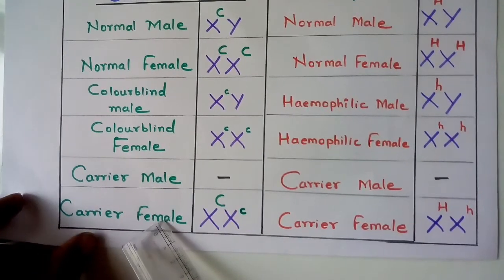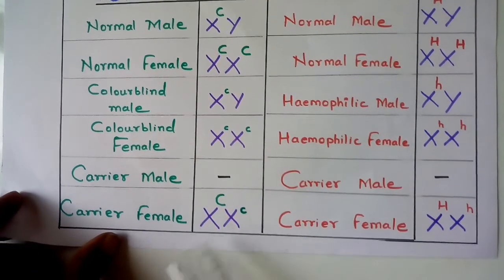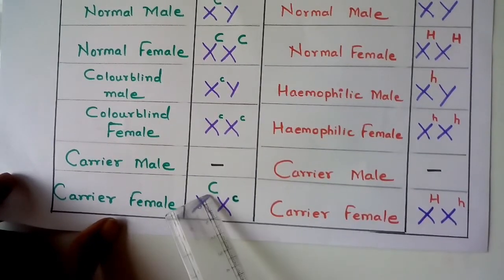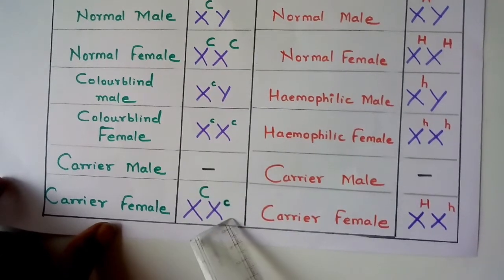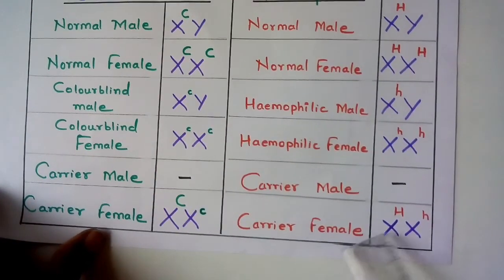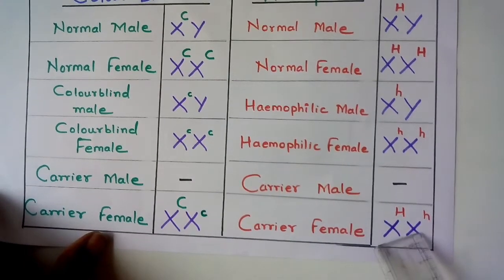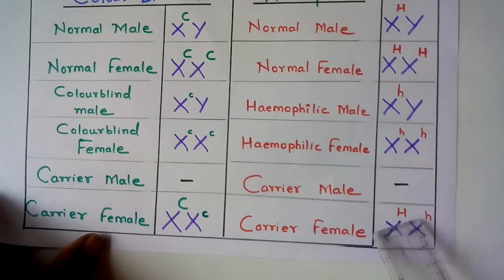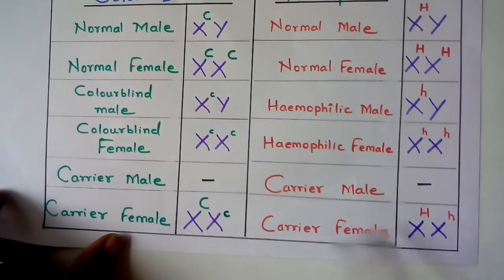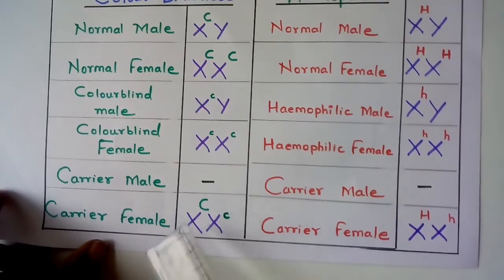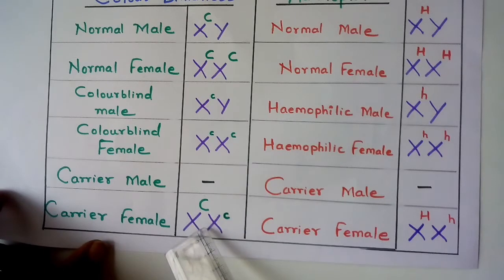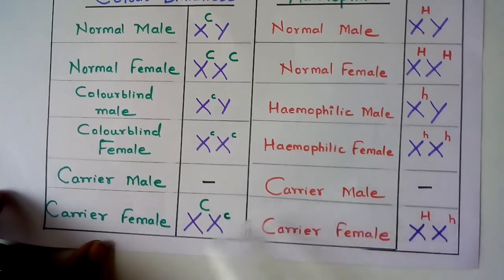Females can be carriers, and females are carriers when there is one dominant gene and one recessive gene. This is the genotype for color blindness. For hemophilia, one of the X chromosomes is carrying a dominant gene, and the other X chromosome is carrying a recessive gene. Even though a recessive gene is present, still the female is not a sufferer, because there is a dominant gene which will suppress the effect of this gene.